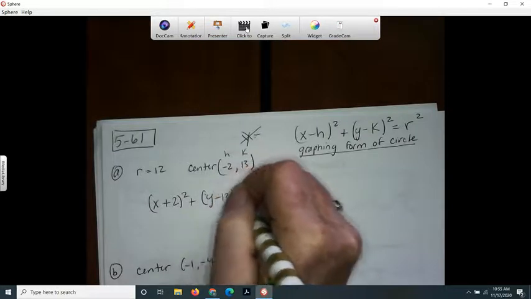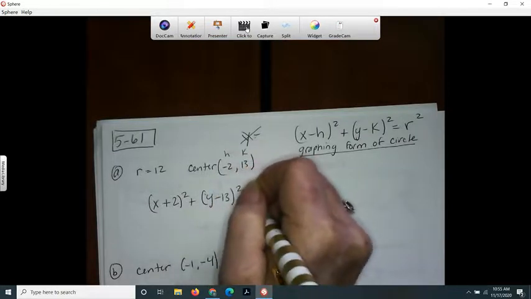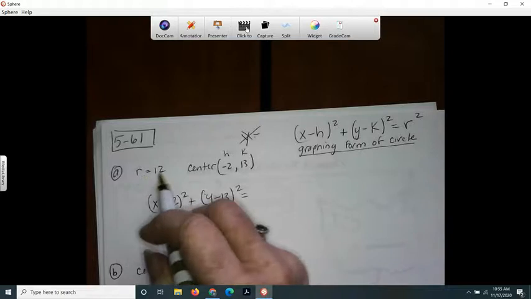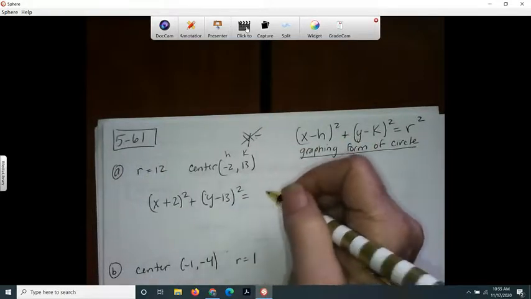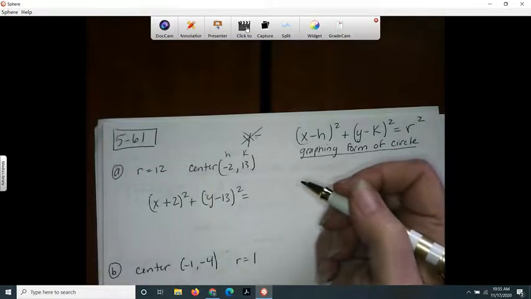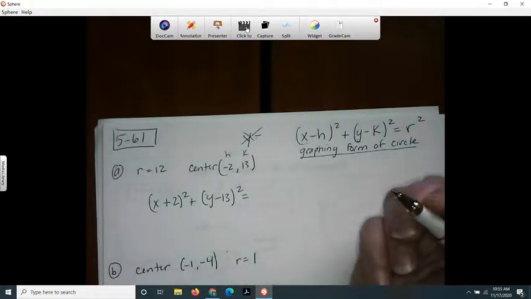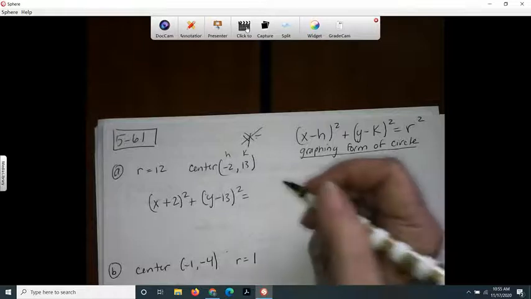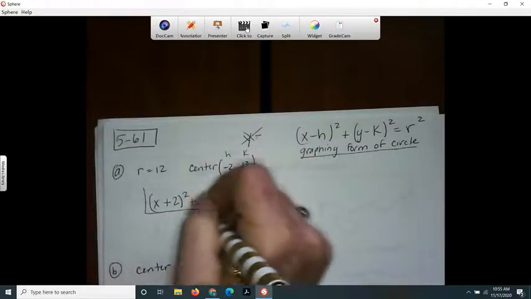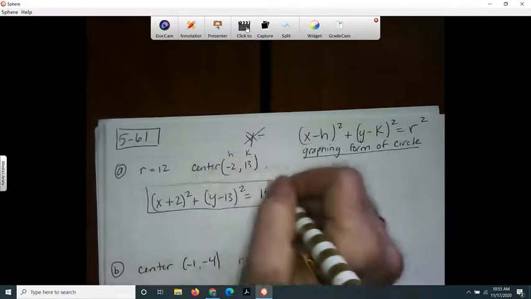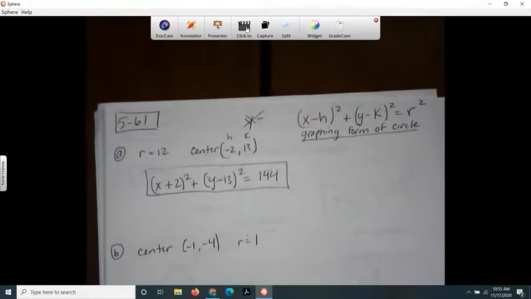equals r squared. So r squared would be, well, we could write it as 12 squared, or we could write 144. So your book writes it as 144 because that's 12 squared. I don't care which way you write it. If you want to write 12 squared, that's okay. Okay. So the next one, we're just going to do the same thing.